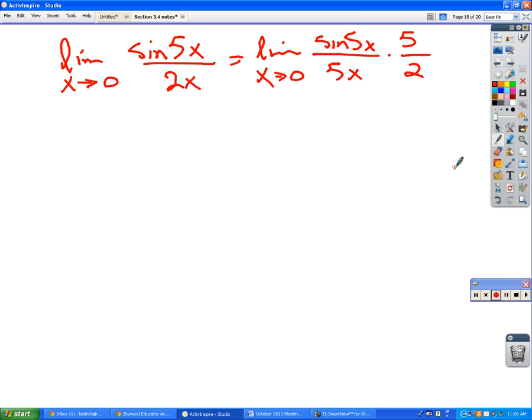Evan, do you agree that the sine of 5x over 2x is mathematically equivalent to the sine of 5x over 5x times 5 halves? Yes, because this 5 will cancel with that 5. 2 times x is 2x, and I have exactly what I started with. All right, I get it. So since these two things are the same, what's the limit as x approaches 0 of the sine of 5x over 5x? 1. And 1 times 5 halves is 5 halves, so my answer is 5 halves.